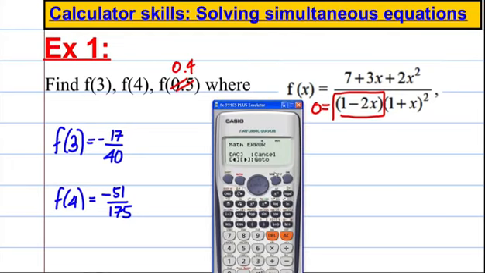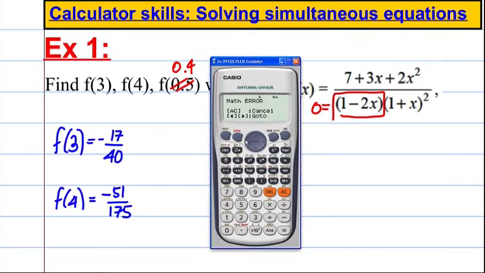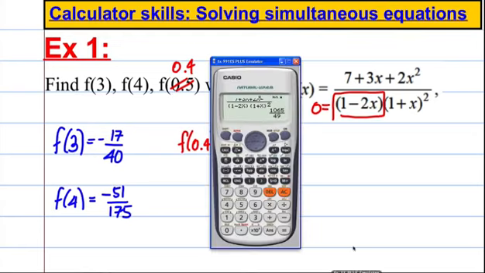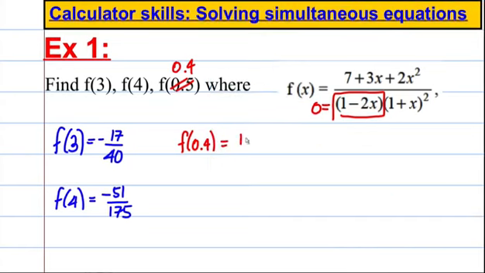Okay? So we go back on our calculator, we can press back like that, and we can press calculate 0.4, and we get 1065 over 49. So f of 0.4 is equal to 1065 over, and what do we say, 49. 49. And there we go.